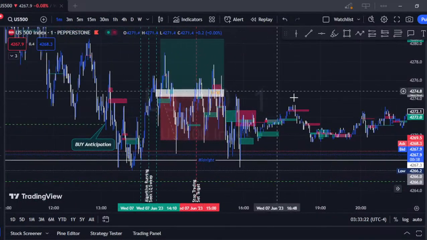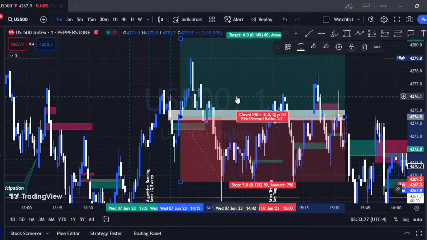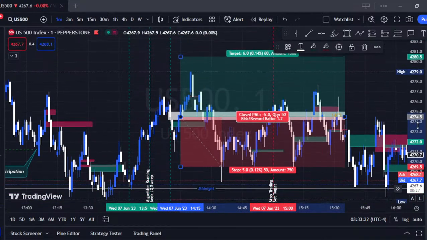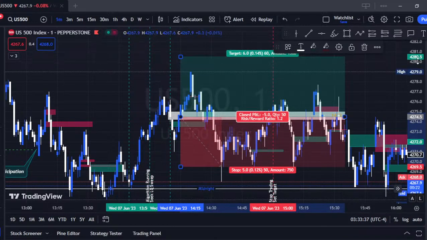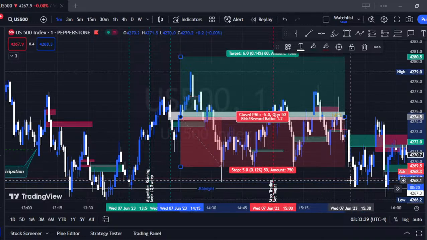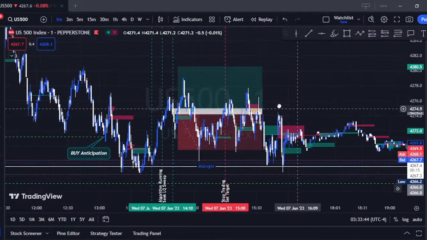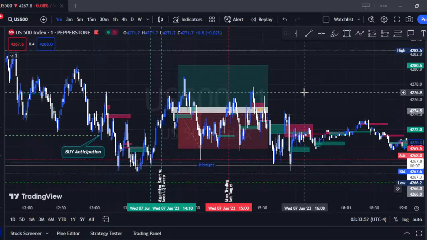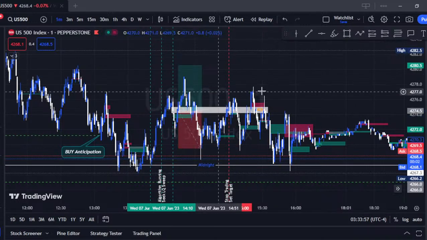So this was my setup during the previous PM session. The price was on 74.5. Target is 4280.5, and the stop was 4269.5. Yeah, that's my trade on the PM. Boom. So that's it. Stop right there.